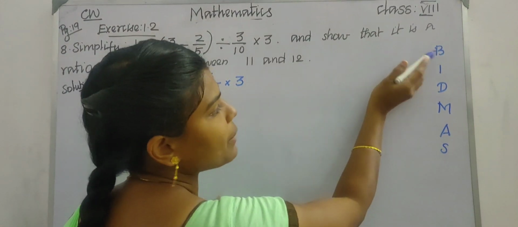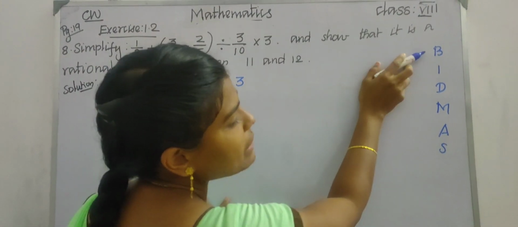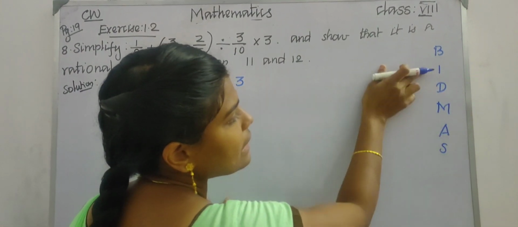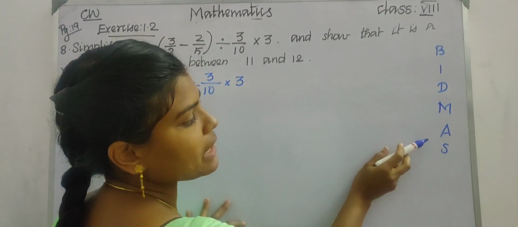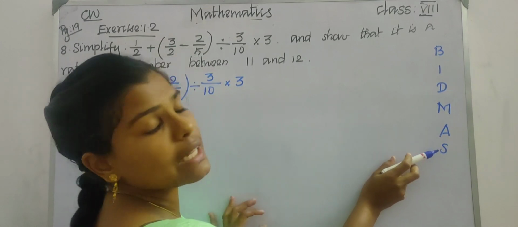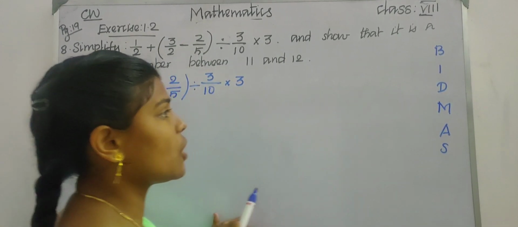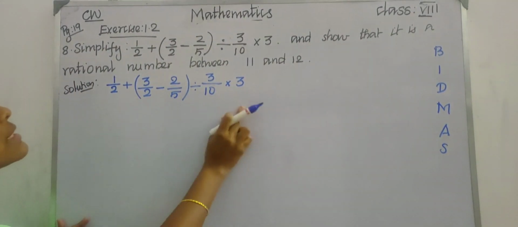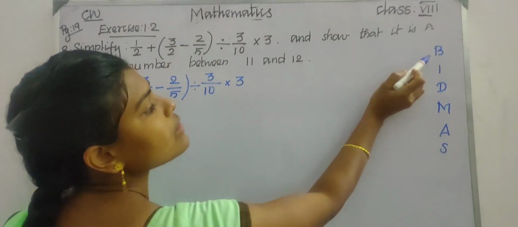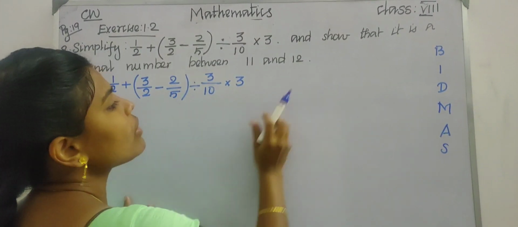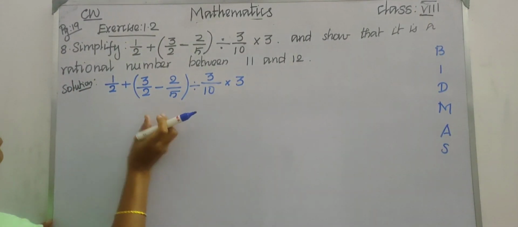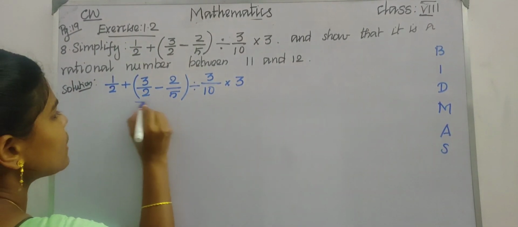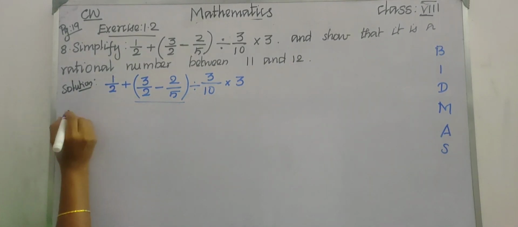B stands for bracket, then I for indices, D for division, M for multiplication, A for addition, and S for subtraction. First of all, in this question, we are going to simplify the bracket first. We are going to solve the brackets first. Here we are having the brackets, right? So, first of all, we are going to solve this one. Okay, let us do this.